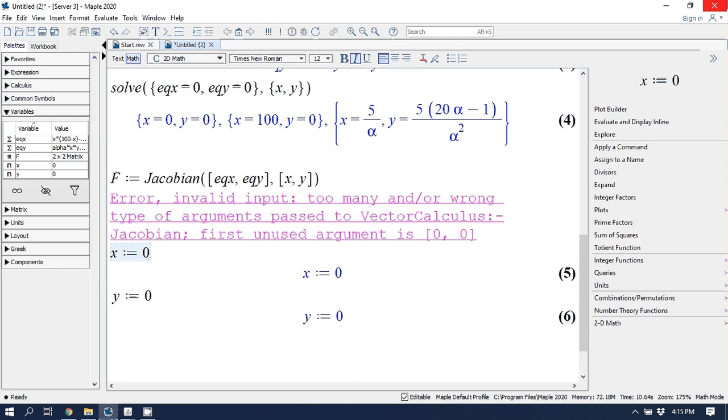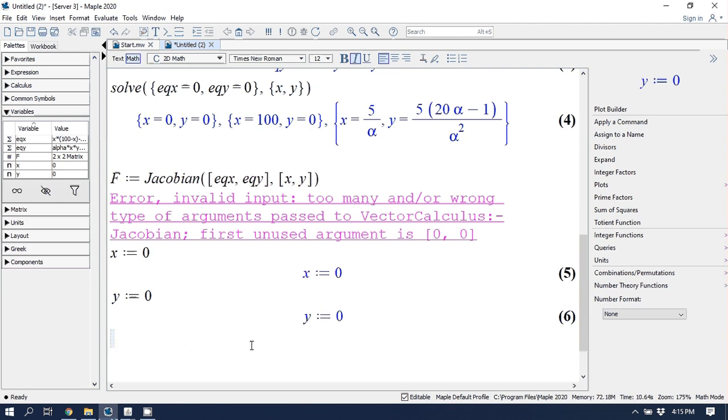So the Jacobian is essentially like the first derivative for a vector function. So it needs to have a function as its argument here. Once you assign the value 0 to x and y, as far as Maple is concerned, these are no longer variables. So basically it tells you that I need variables here in the first argument, not just 0, 0. So it sees 0, 0 instead of x and y.